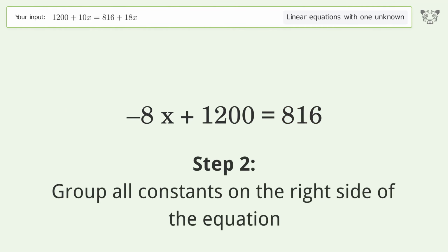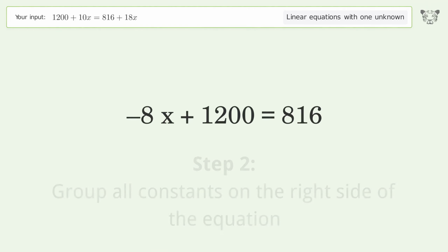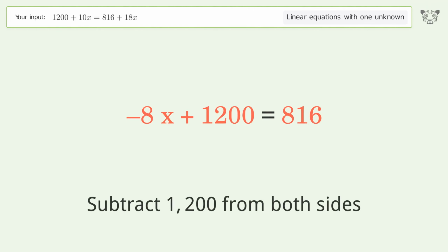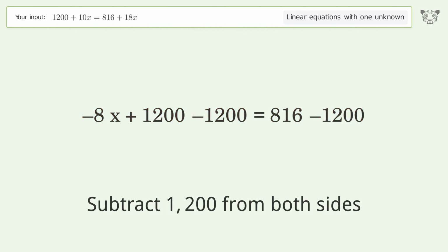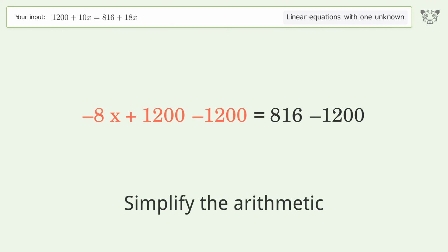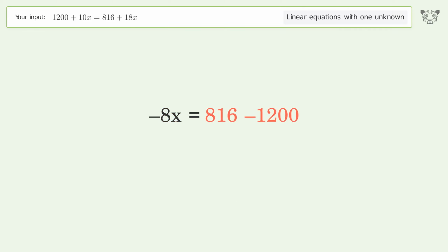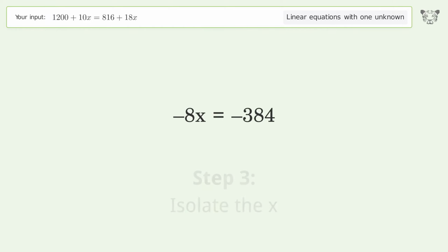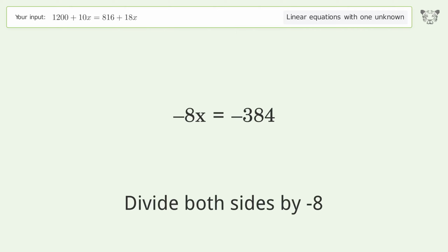Group all constants on the right side of the equation. Subtract 1200 from both sides. Simplify the arithmetic. Isolate the x. Divide both sides by -8.